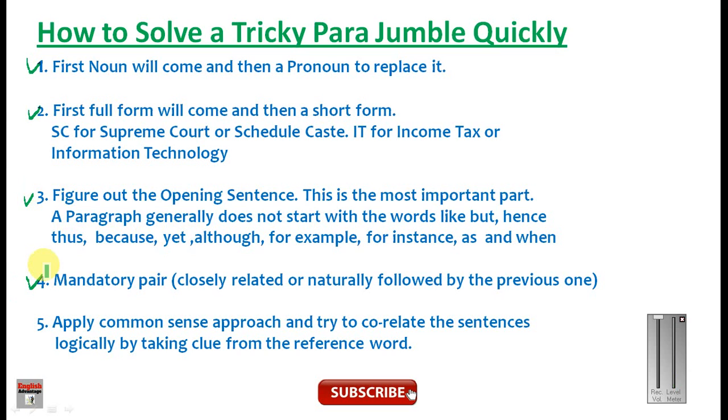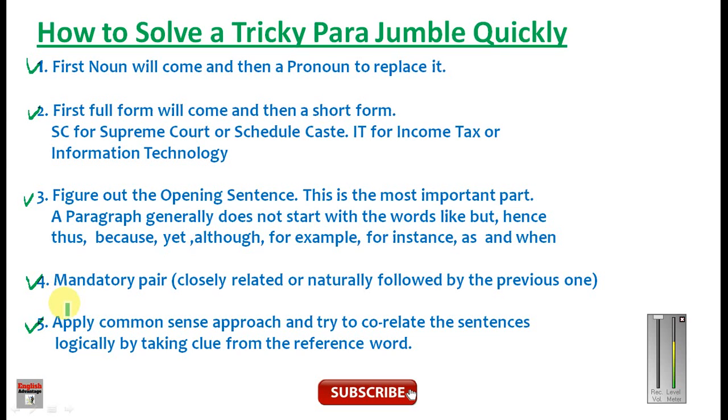Now this is the 4th guideline, mandatory pair. What are mandatory pairs? Mandatory pairs are closely related or naturally followed by the previous ones. They can be grammatically related, or related by a reference word. On the basis of these things, you can make the mandatory pair. Mandatory pairs are nothing but closely related or naturally followed pairs. So this is also important. This trick is very useful in order to solve any tricky parajumble.